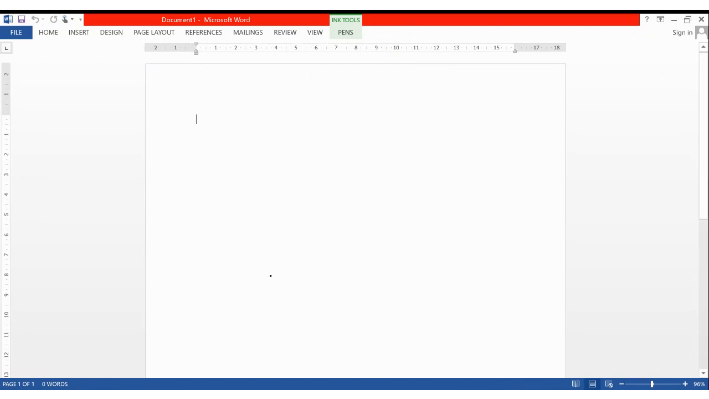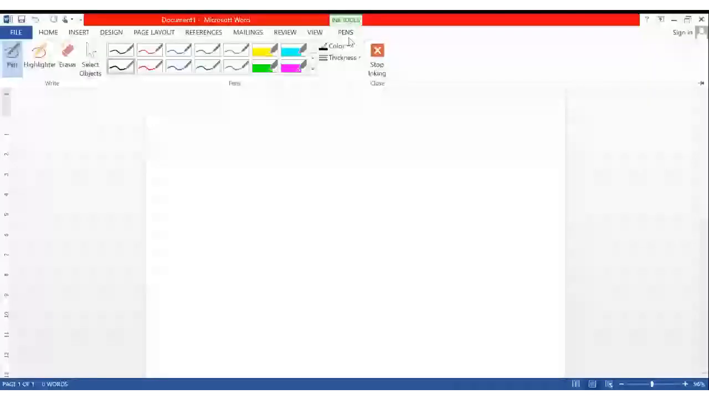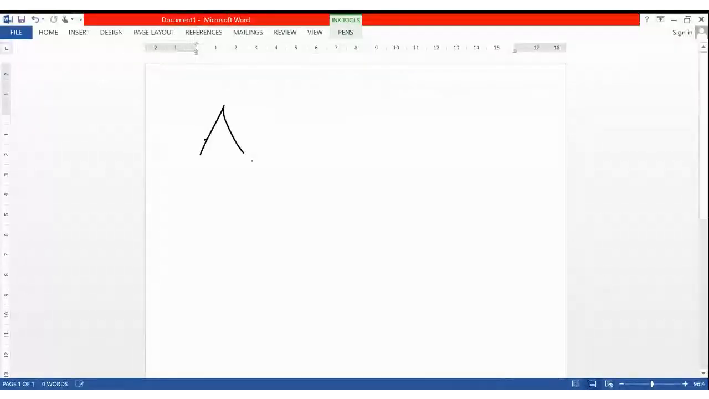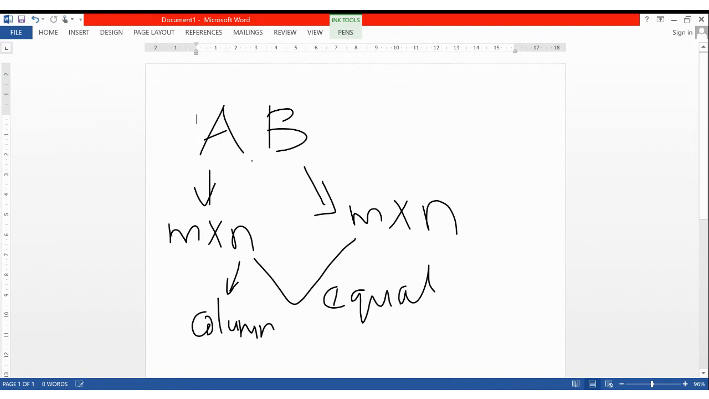You can only multiply two matrices, let's say A and B, if the order of the first is m by n, and the number n is equal to the row count of the second. That is, the number of columns of the first matrix is the same as the number of rows of the second matrix. That's the only time you can multiply two matrices.